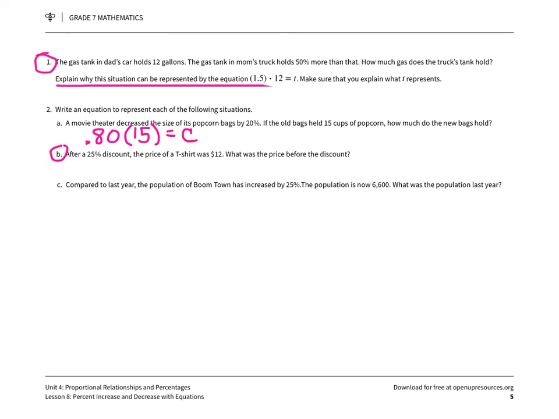Part C, compared to last year, the population of Boomtown has increased by 25%. The population is now 6,600. What was the population last year? Well, that would be 100, the whole percent plus 25%. Now in this one, we're going to multiply by the original population, gives us that 6,600. These are a little tricky. They're a little tricky to get used to. We will practice them, but again, lots of different ways to do percents.